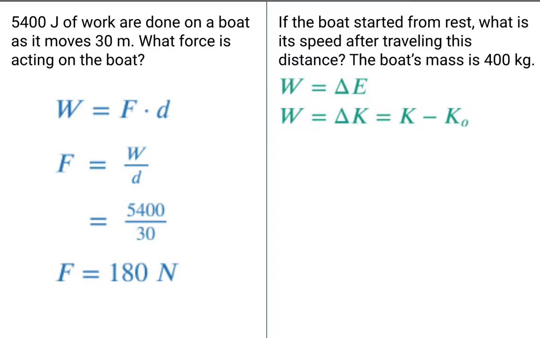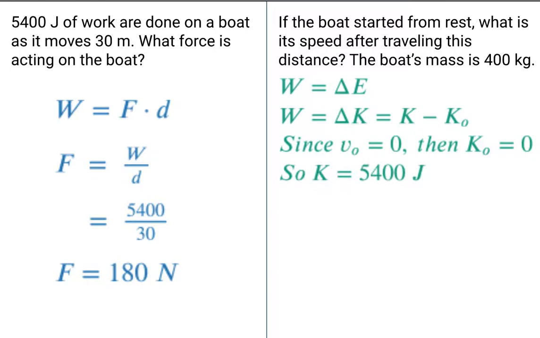In this case, because the boat starts from rest, that initial kinetic energy is actually 0. So basically, the amount of work we were given in the beginning of the problem, 5,400 joules, is the final value of kinetic energy.